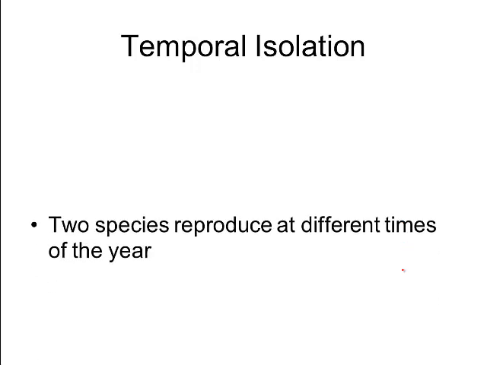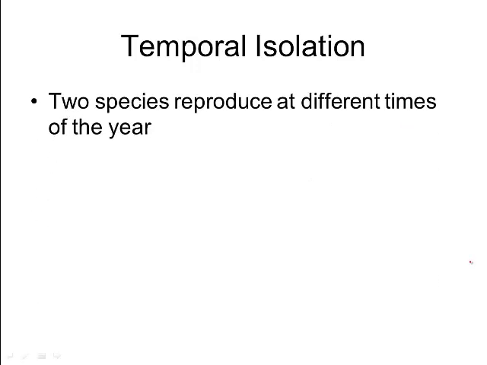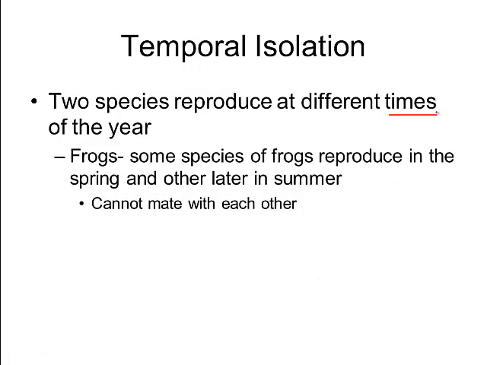Okay. The final type of reproductive isolation is temporal isolation. Temporal isolation is when two species are going to reproduce at different times of the year, or it could be different times even of the day if we're talking about flowers. So like frogs, some species of frogs will reproduce in the spring, others reproduce in late summer. So if you're a species of frog that reproduces in the spring, you're not going to be able to mate with one that reproduces in the summer, because you're mating at different times, so your body is not going to be ready to mate at that particular time.